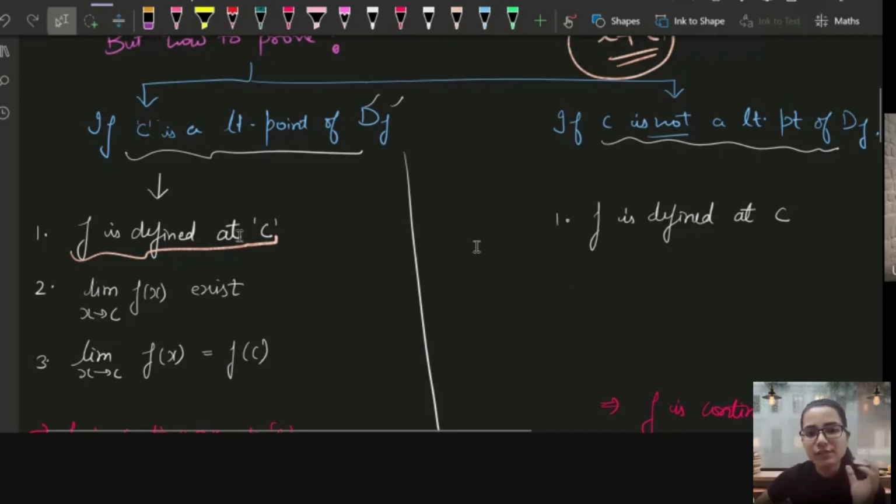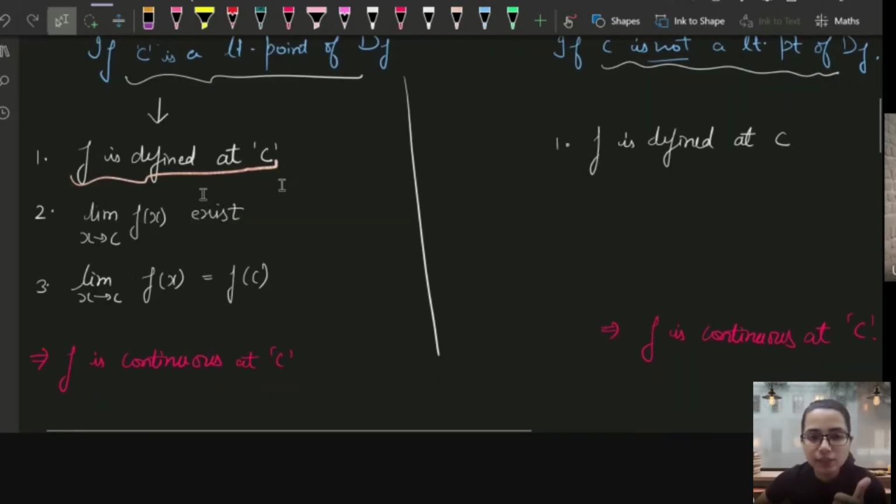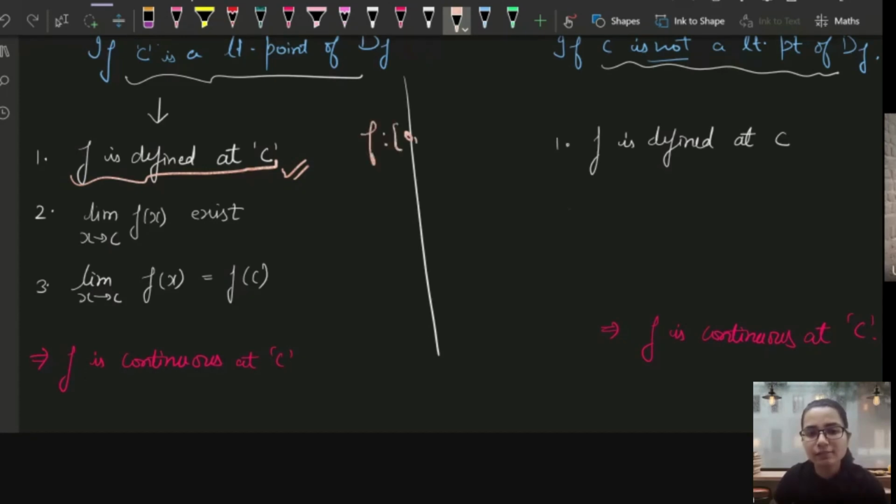So if C is a limit point of the domain of F, first of all, it needs to be defined at C. If your function is not defined at that point, we cannot check continuity at that point, or we'll say that F is not continuous at that point. Suppose I give you a domain, let's say [0, 1] to R, and f of x is equal to x squared. Is this function continuous at x equal to 2? What will be your answer?